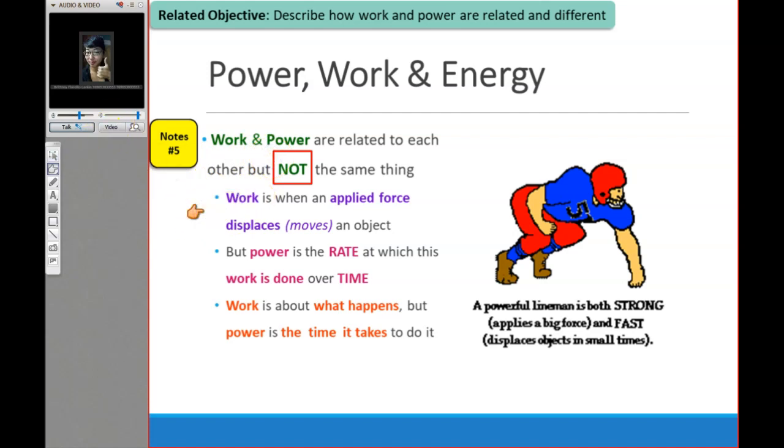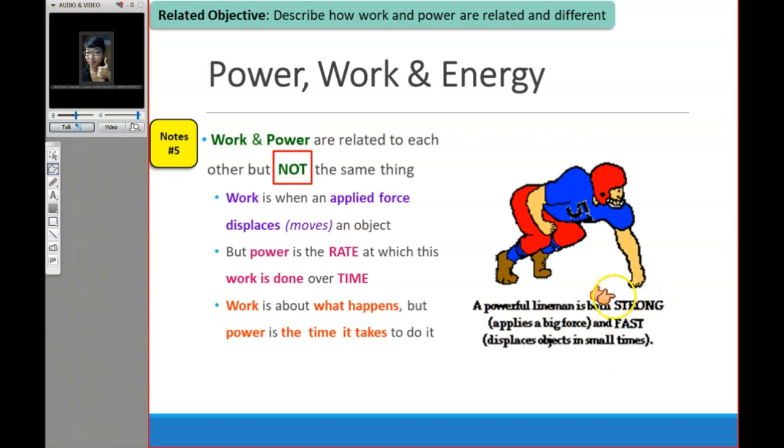So work we talked about is when an applied force, sorry, one second, displaces or moves an object. But power is actually the rate at which this work is done over time. So work is what is happening, but the power is the actual time it takes to do it, okay? So for example, a powerful lineman is both strong, meaning he can apply a big force and do a lot of work, but he's also fast, meaning he can do it in a very small amount of time.